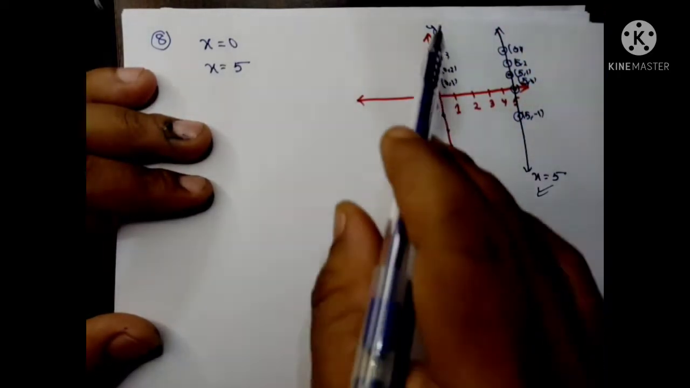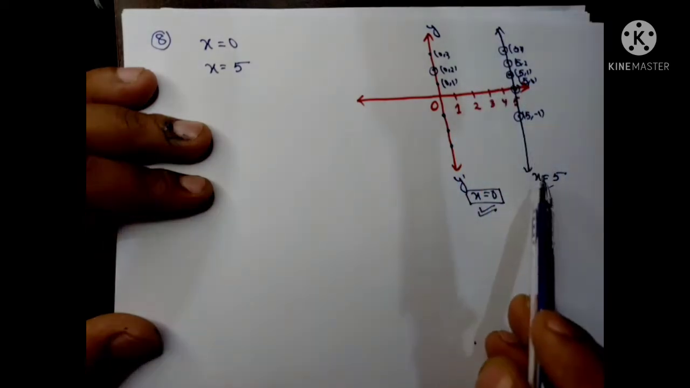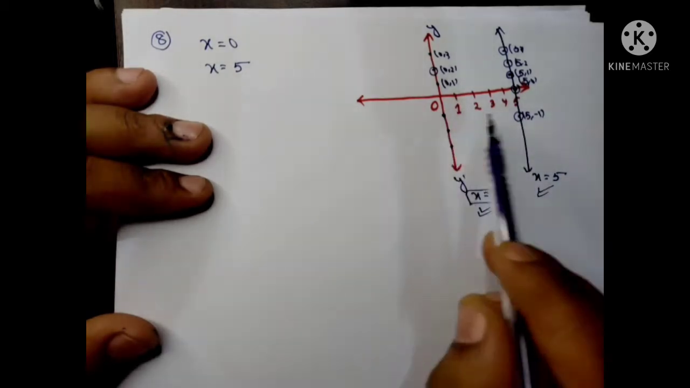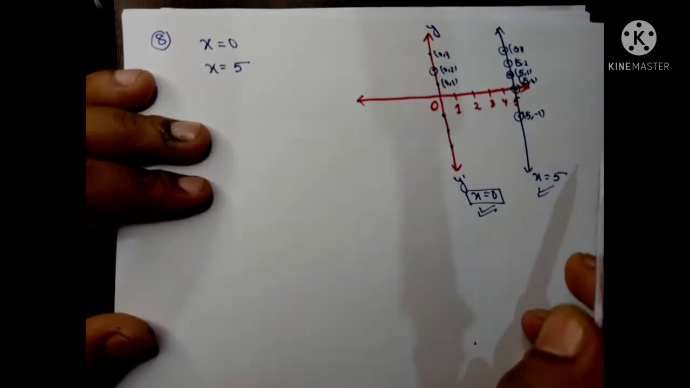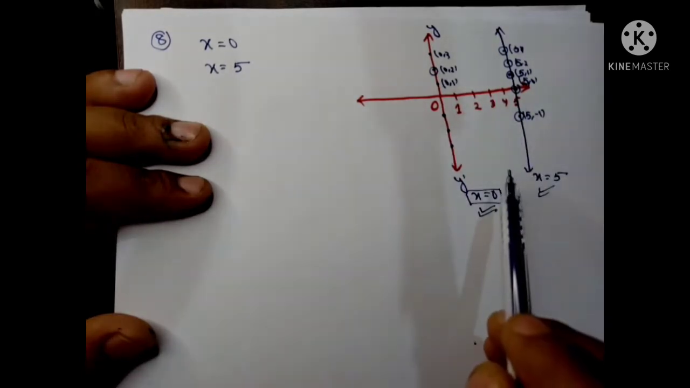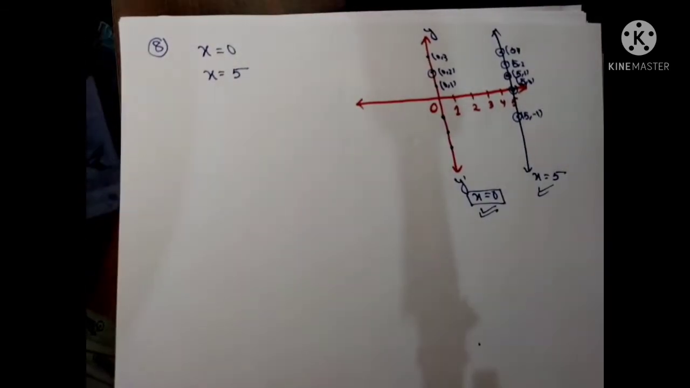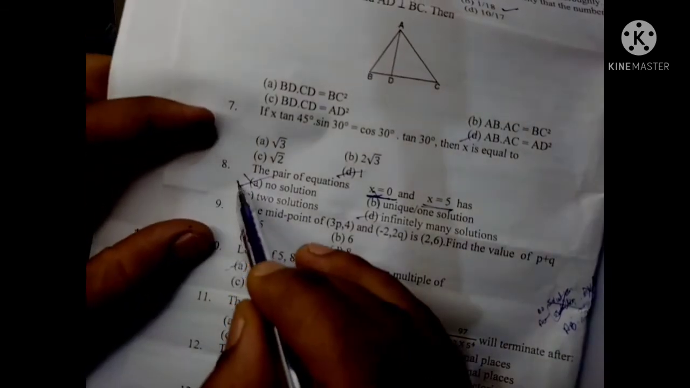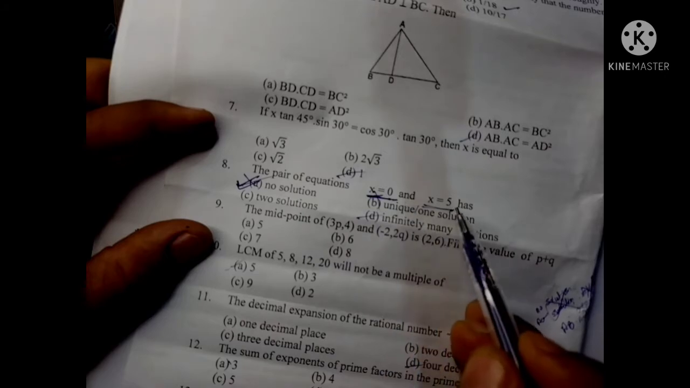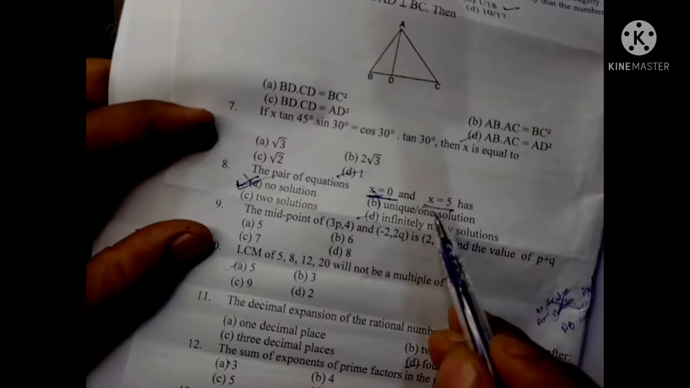So this line is represented by x is equal to 0 and this line is represented by x is equal to 5. So carefully look at these two lines. These two lines are parallel to each other. That means they never intersect each other if I extend them on both sides. So they have no solution. So here option A must be the right answer, because x is equal to 0 and x is equal to 5 represent parallel lines, and parallel lines have no solution.